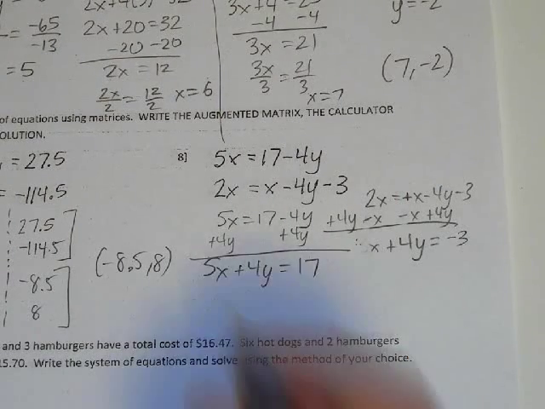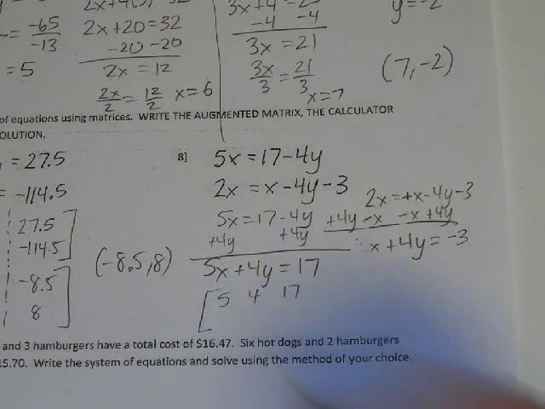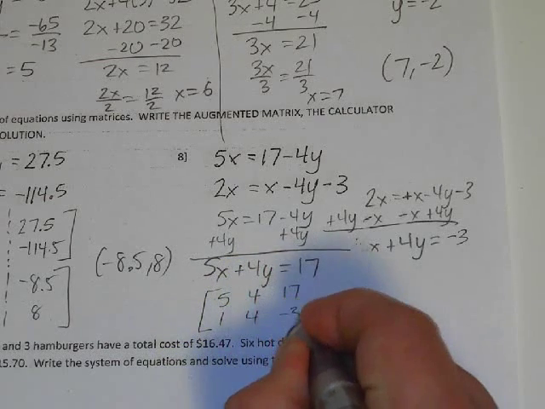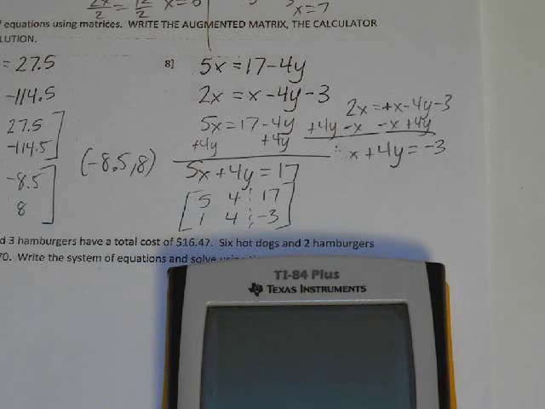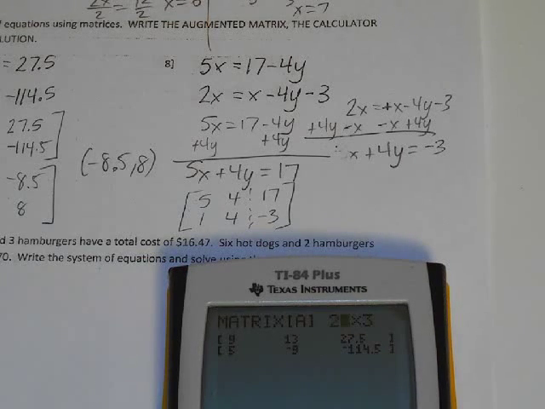So for our matrix that we're going to put in the calculator, we're going to put 5, 4, and 17 on the top, and on the bottom 1, 4, and negative 3. So go back to the matrix menu. I want to edit matrix A. I'm going to put on the top row 5, 4, 17, and on the bottom 1, 4, and negative 3.